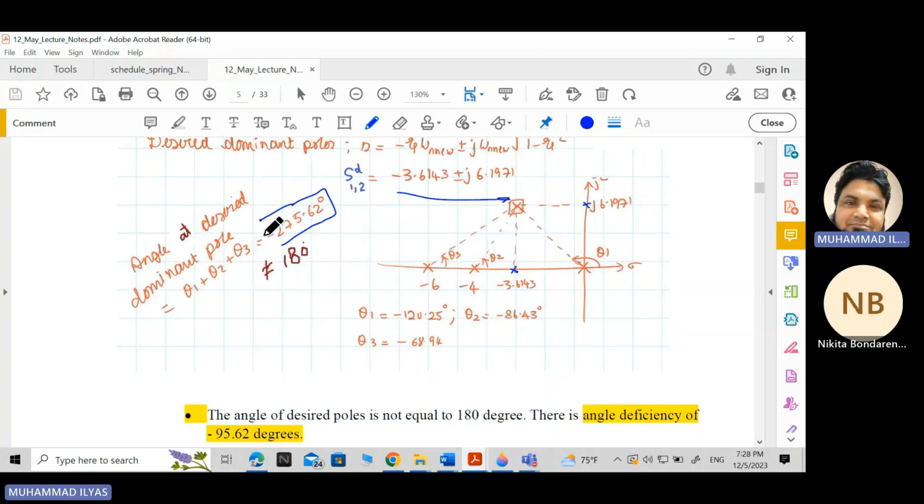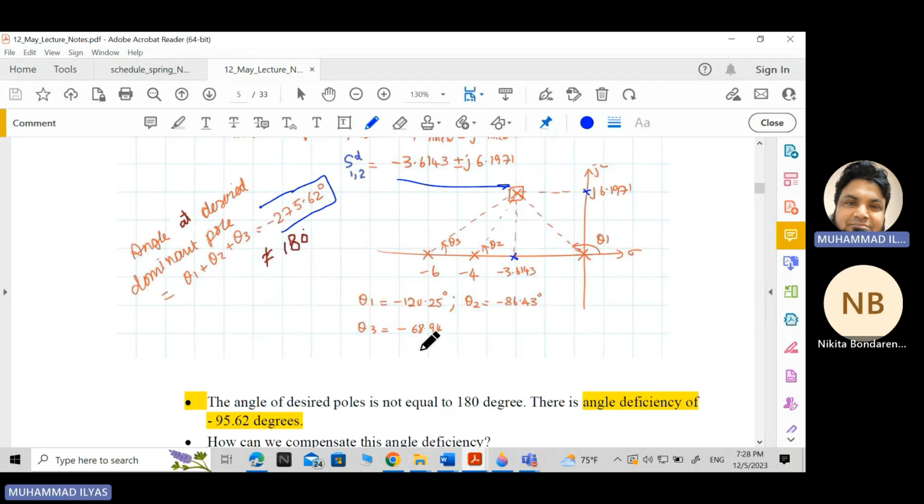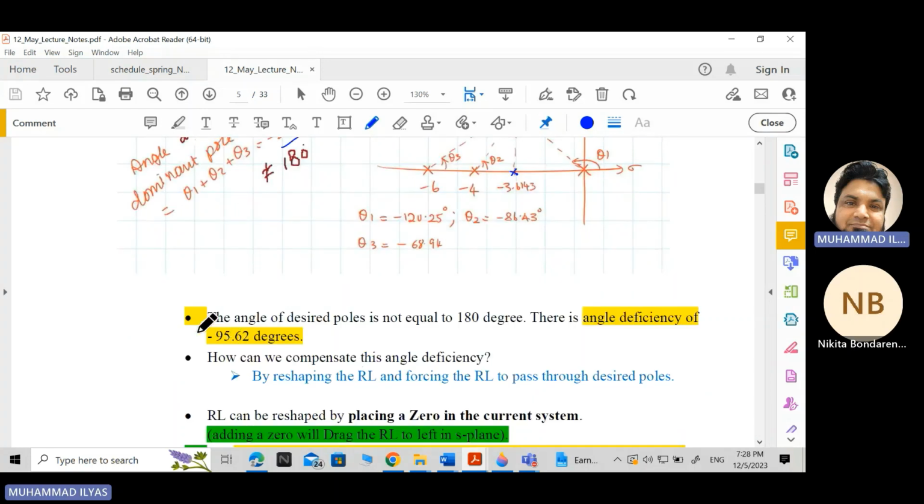It is not equal to 180 degrees. It means that it is not on the root locus. What is the angle deficiency? Angle deficiency is 95 degrees. We need to add this, and we need to compensate this angle.